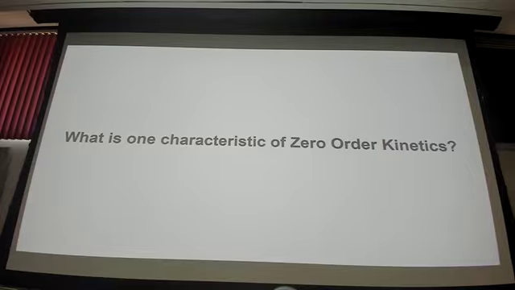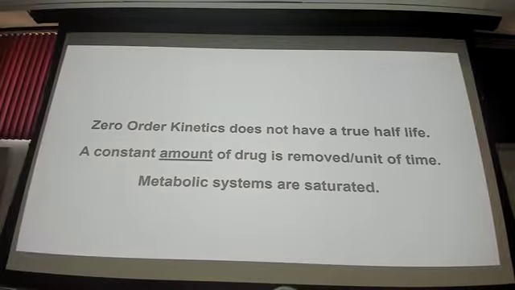Perfect. So for zero order kinetics, there's a constant amount of drug that's metabolized per unit time, and that's because the enzyme systems are saturated. And so zero order kinetic drugs do not have a true half-life because of this. All right? Questions?